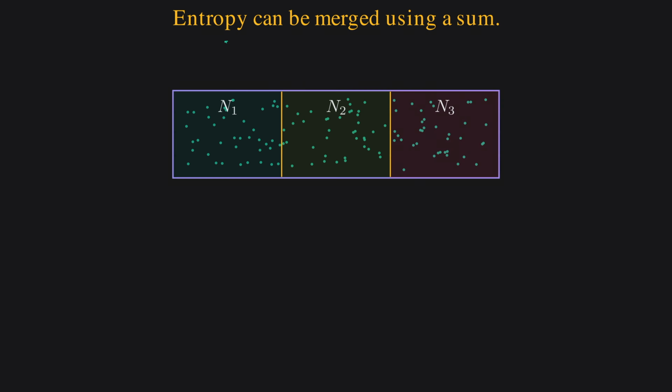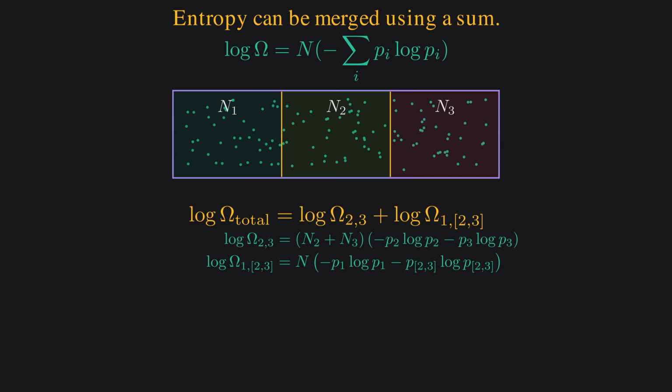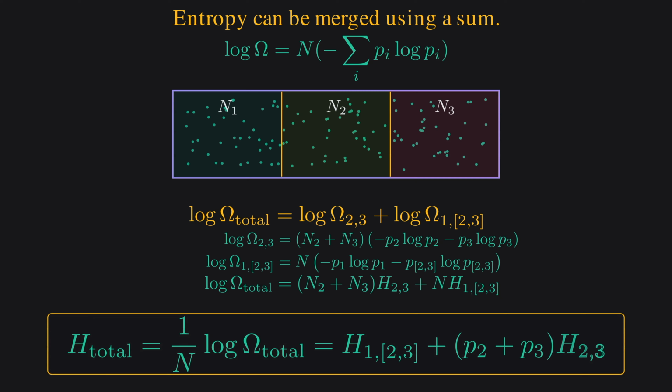So just like log omega, entropy can be merged using a sum. The algebra here is mostly bookkeeping, so don't worry about following every symbol. To see how it works, we start with the relationship for log omega total, which equals the sum of two merges. Then we can replace log omega with the number of particles times entropy. For the total entropy of the system, we divide log omega by the total number of particles N. Then it becomes a sum of smaller entropies.